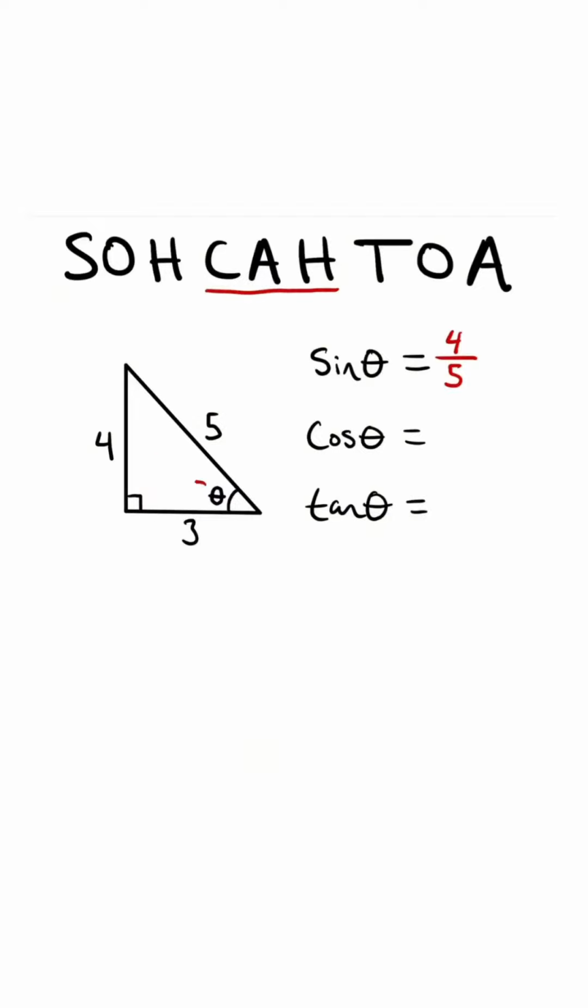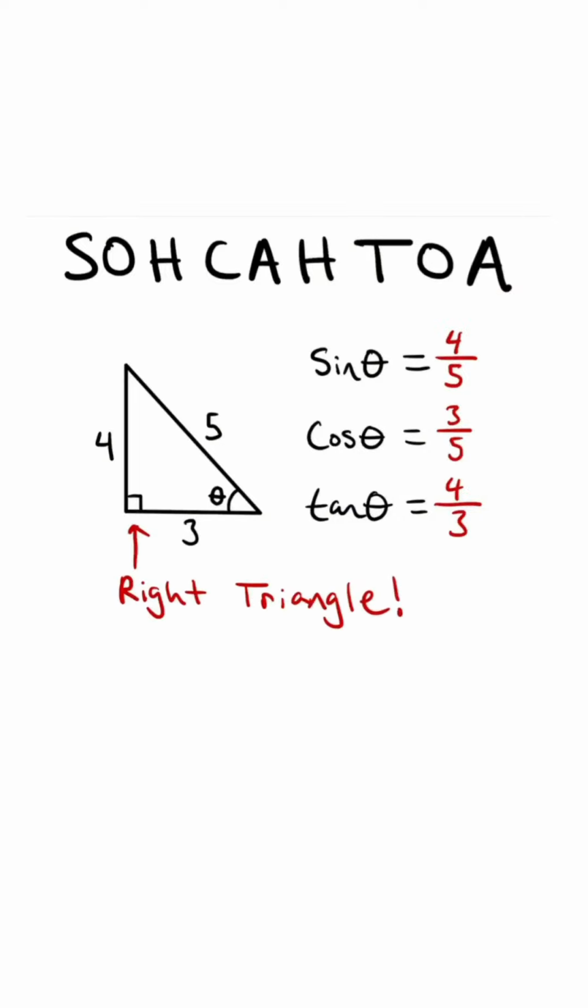CA reminds us that the cosine of an angle equals the adjacent side length divided by the length of the hypotenuse. And TOA reminds us that the tangent of an angle equals the ratio of the opposite and adjacent side lengths. Now, it's very important to remember that these ratios are only true for interior angles of right triangles.